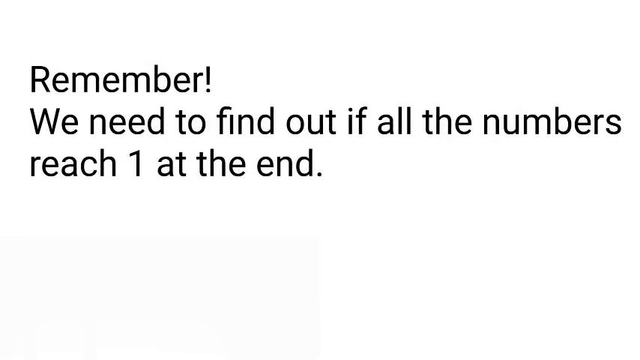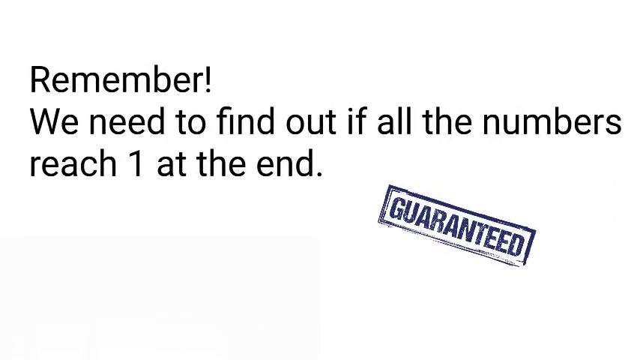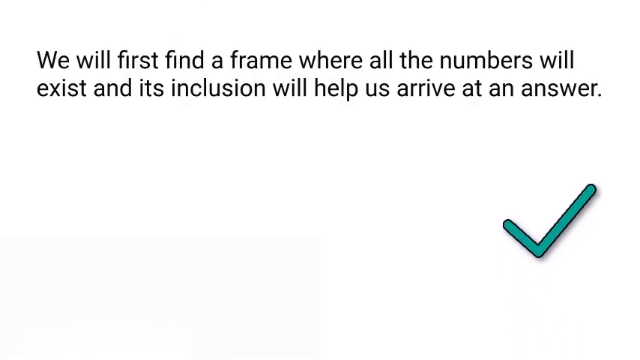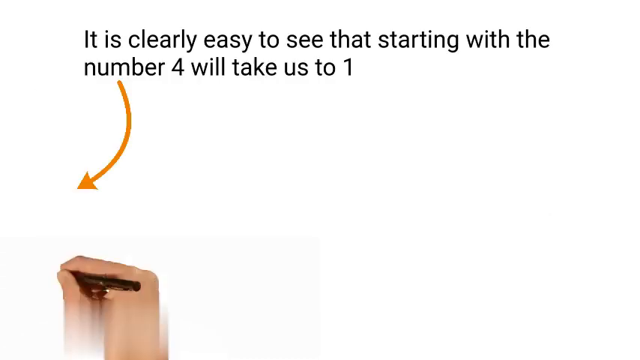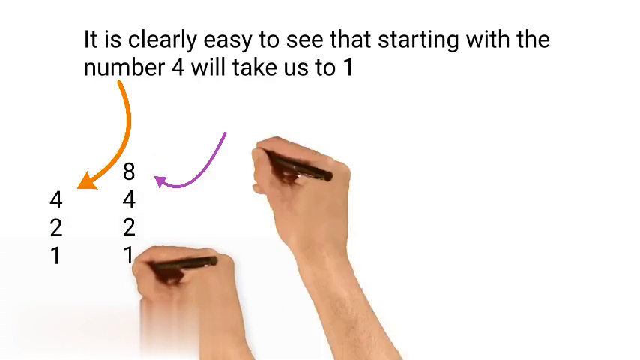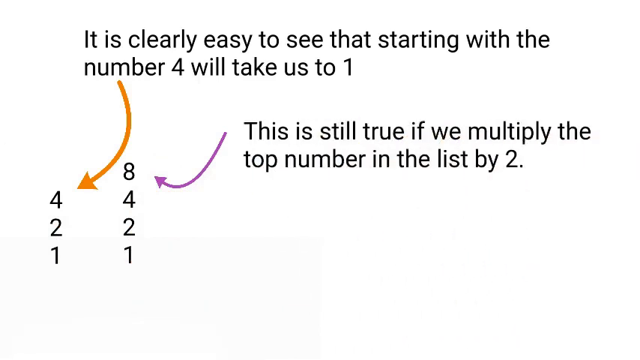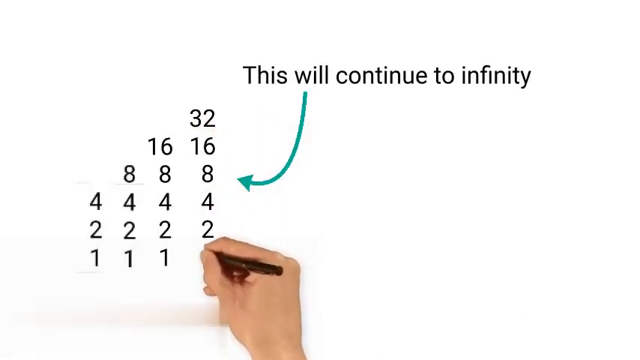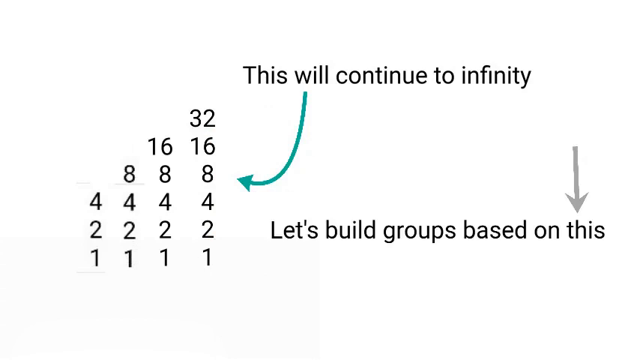Remember, we need to find out if all the numbers reach 1 at the end. We will first find a frame where all the numbers will exist, and its inclusion will help us arrive at an answer. It is clearly easy to see that starting with the number 4 will take us to 1. This is still true if we multiply the top number in the list by 2. This will continue to infinity. Let's build groups based on this.